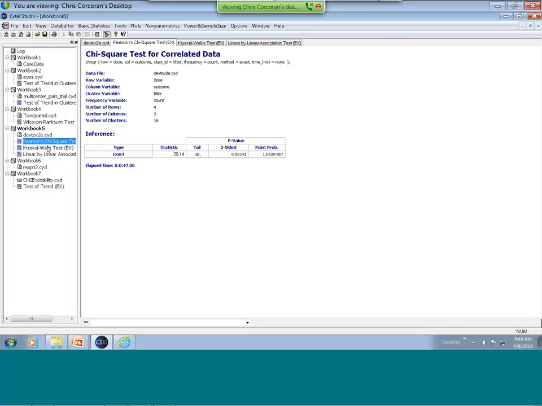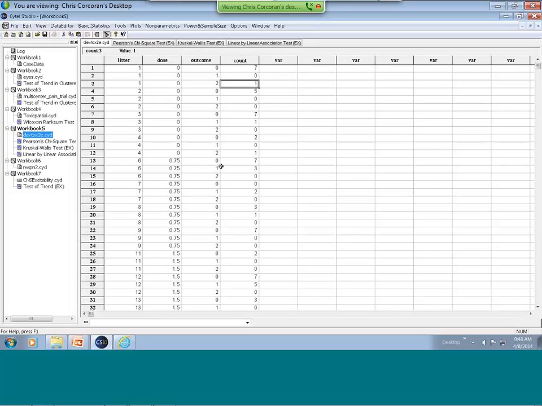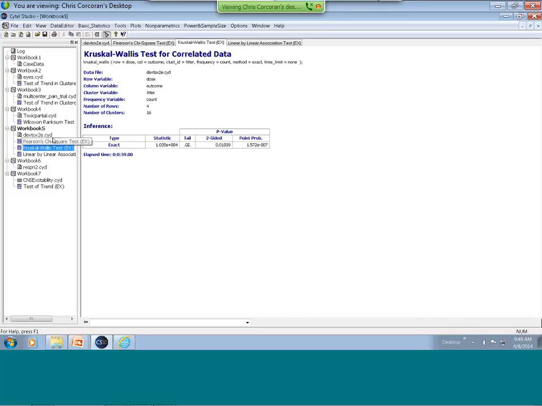Now, what about ordering? What if we allow ordering within the response variable? So we want to know whether or not dose level is associated with higher median malformation level. That's what the Kruskal-Wallis test helps us to test. And here's the result for that test.